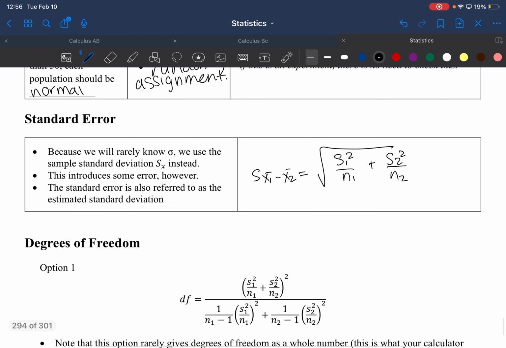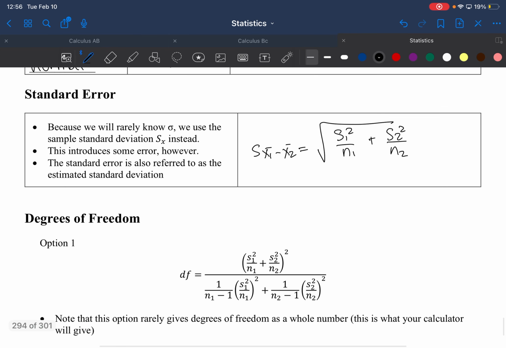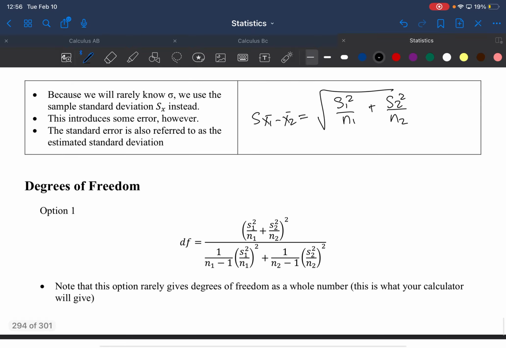Okay, and that takes us to degrees of freedom. So remember, when we did one sample, we had a degrees of freedom formula of what? N minus 1. Well, now that we have two samples, our degrees of freedom formula is this long formula. However, we have Desmos, right? You don't need to know that formula. I'm going to show you how to find it on Desmos.